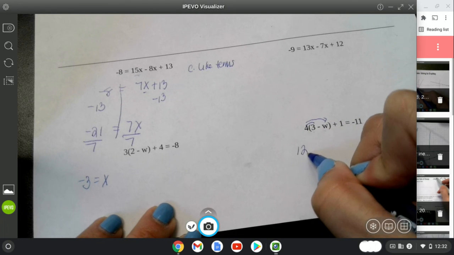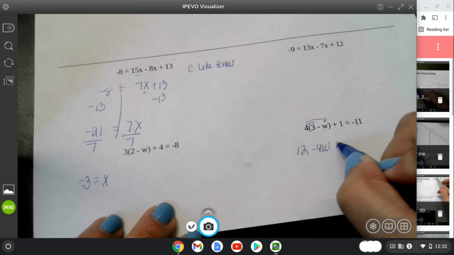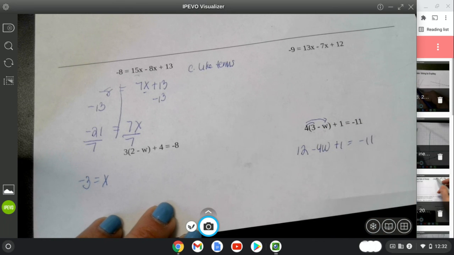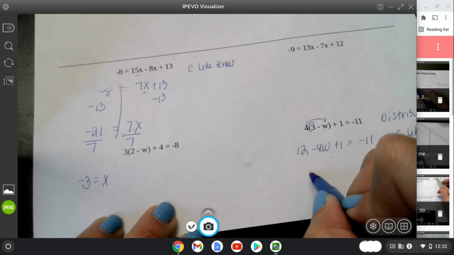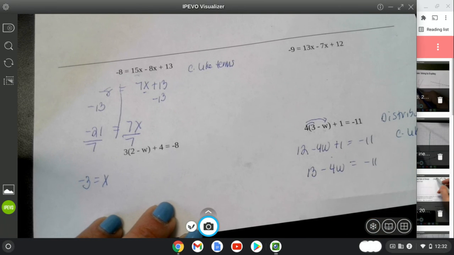So 4 times 3 is 12. 4 times negative w is negative 4w, plus 1 equals negative 11. Now I can combine like terms. So first I distributed, then I'm going to combine like terms. So 12 plus 1 is 13, so 13 minus 4w equals negative 11.